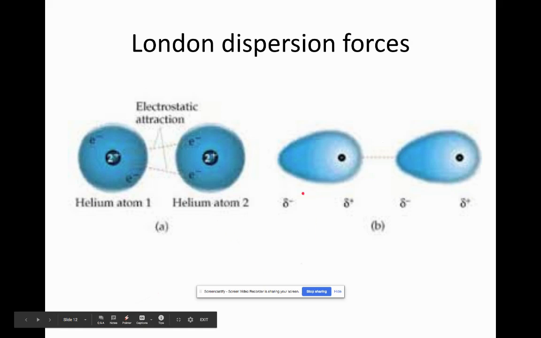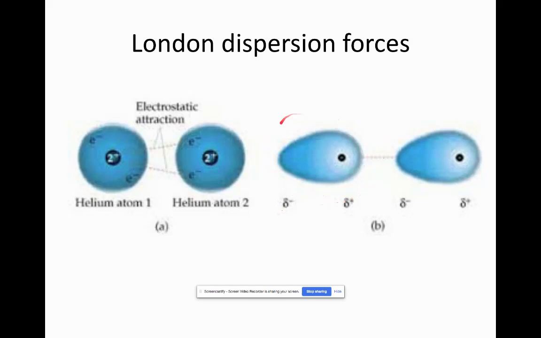And that causes, it's almost like, a temporary dipole. So this molecule is not polar, but because the electrons have shifted for a moment to this far side, then this side is temporarily negatively charged, this side is temporarily positively charged, and so because it has the positive and negative side, we can have interaction between molecules.